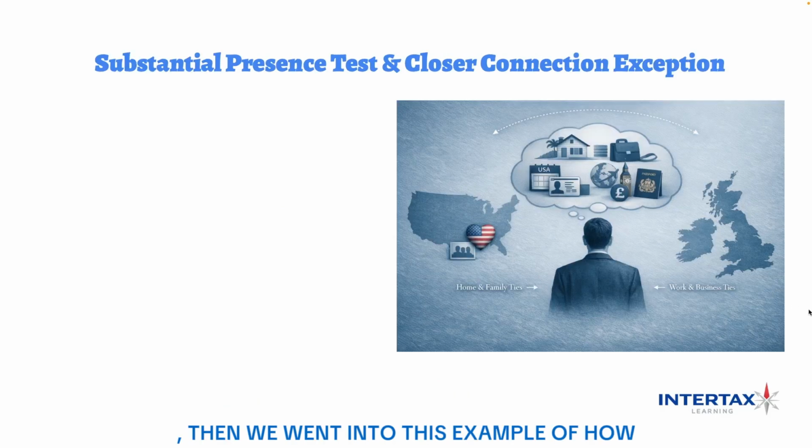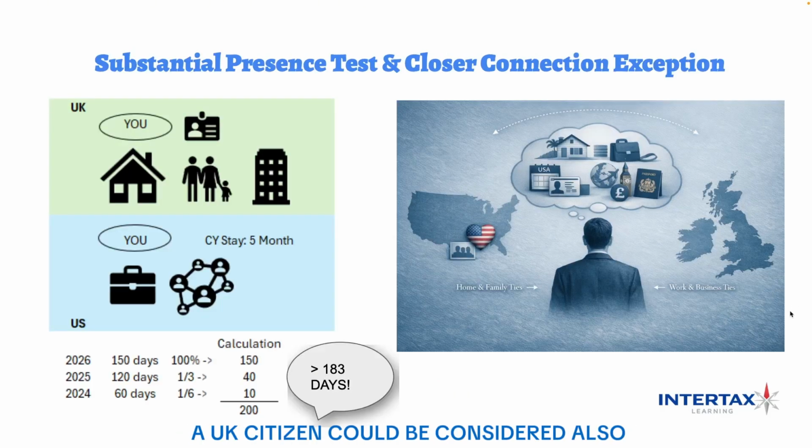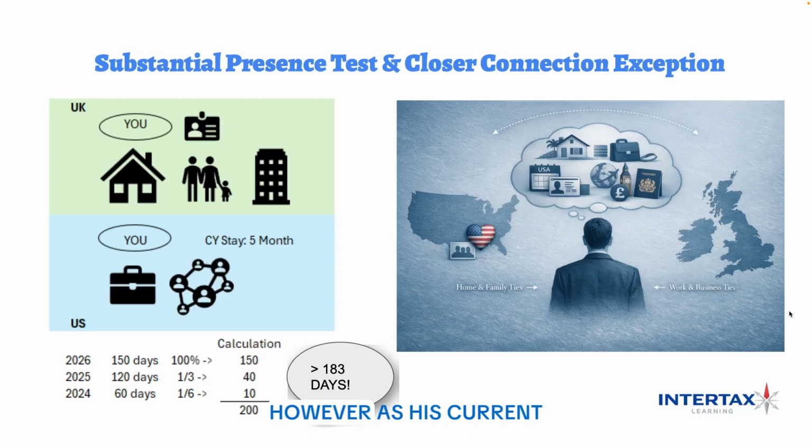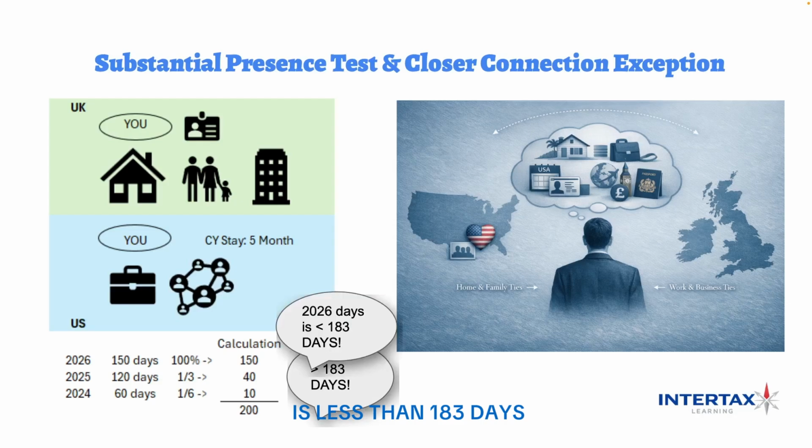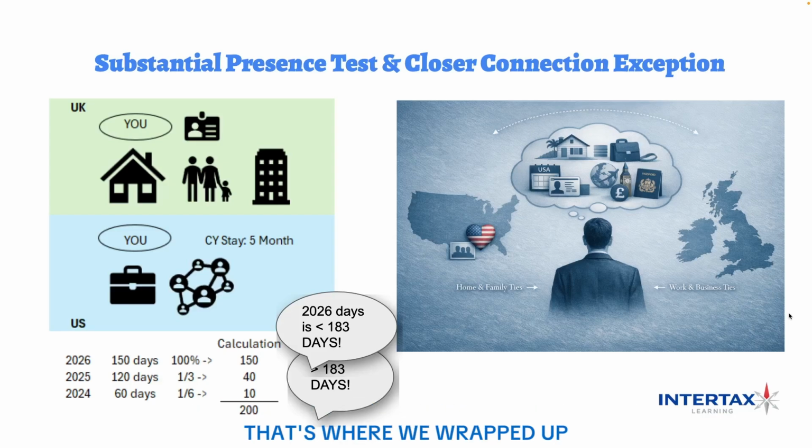And then we went into this example of how a UK citizen could be considered also a US tax resident. However, as his current days in the US is less than 183 days, with all the other facts and circumstances surrounding his life, he could claim the closer connection exception. That's where we wrapped up. Let's back up a little bit.